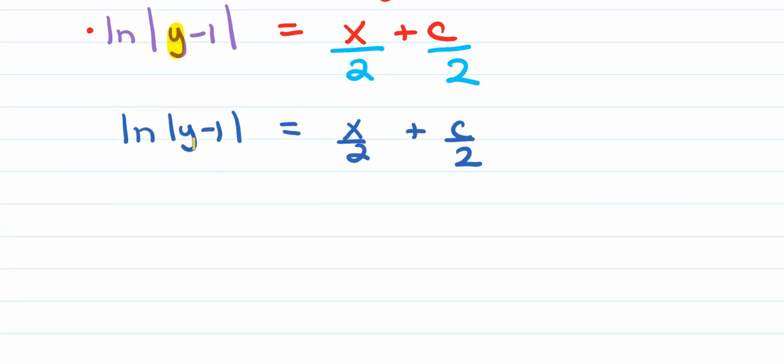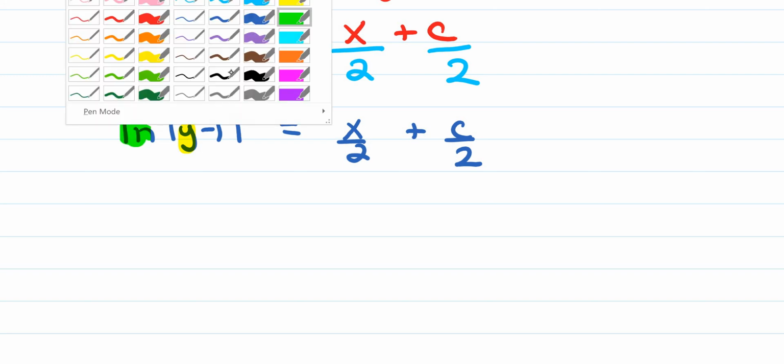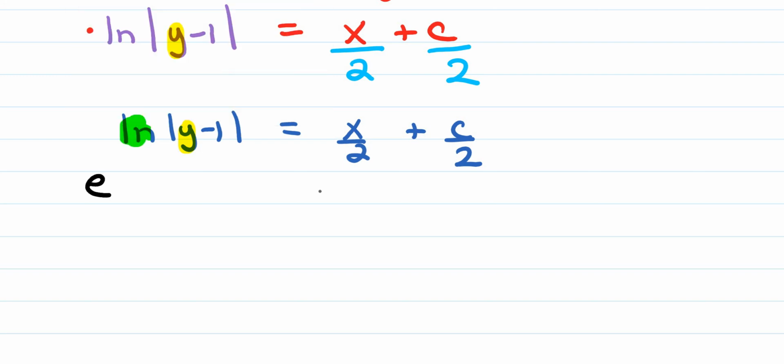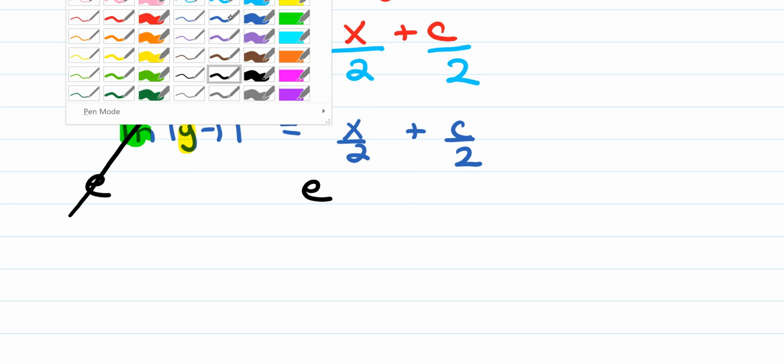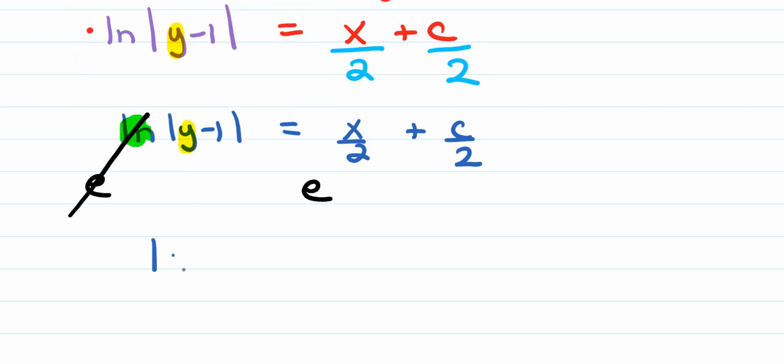Okay, and the goal is we still want to isolate for y here, so I need to get rid of the ln here, so I need to raise both sides of the equation by e. So e on the left hand side and e on the right hand side. The e and the ln, they undo each other, so now we have just absolute value of y minus 1 equals 2 e to the power of x over 2 plus c over 2.